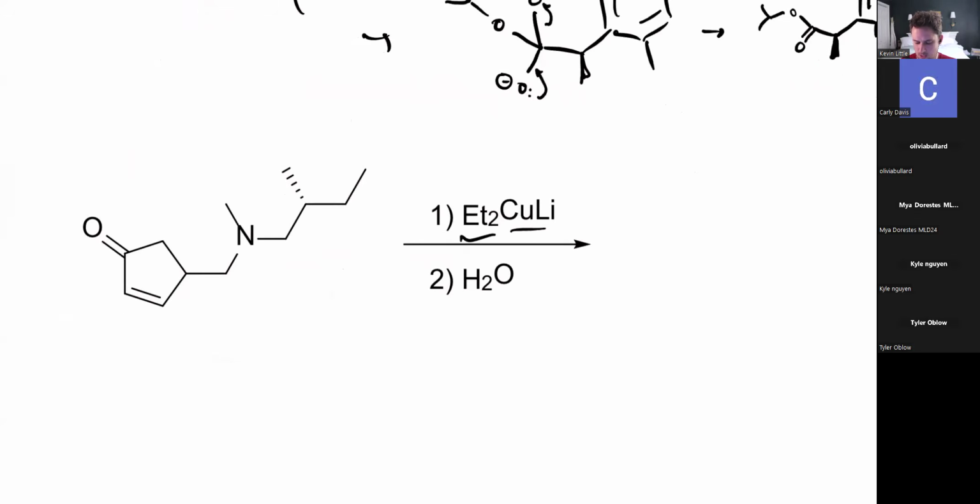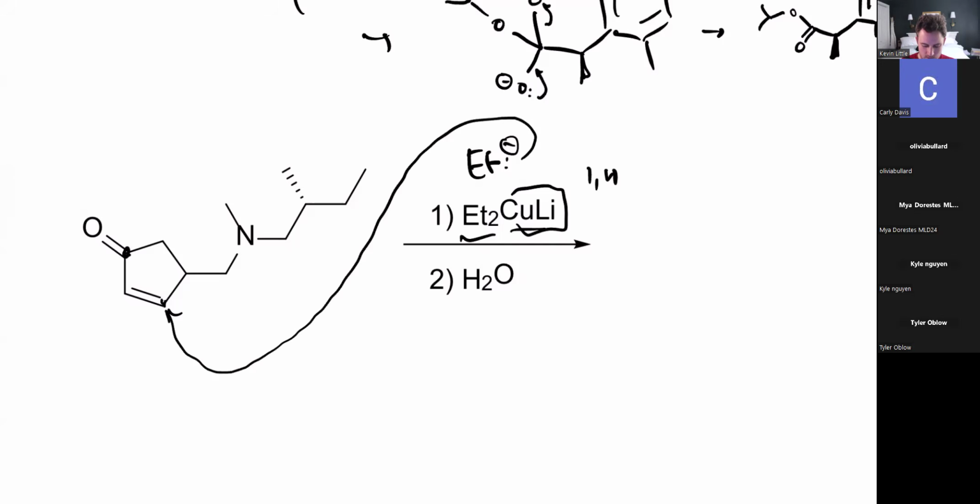So this is diethyl copper lithium. This looks kind of funny, but I know that I've got an ethyl that's connected to a metal. So I'm going to just assume it's a negatively charged ethyl. And what we know about these copper lithiums is that they're one on the list that does 1,4 additions. So I've got my nucleophile, I've got my electrophile. And I can do a 1,4 addition, right? There's a double bond attached to that carbonyl. So it's going to add directly there.